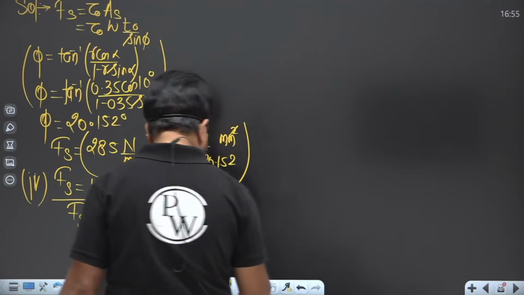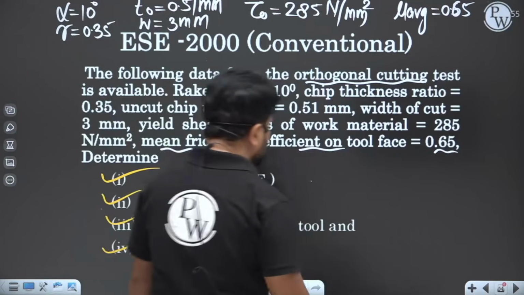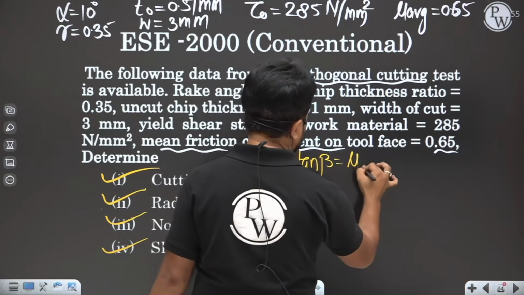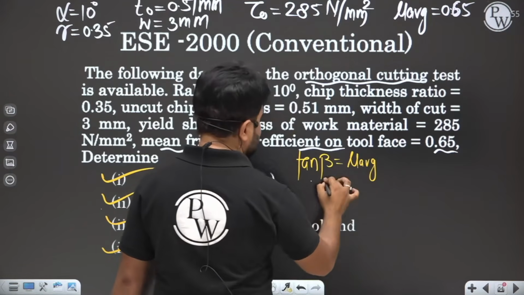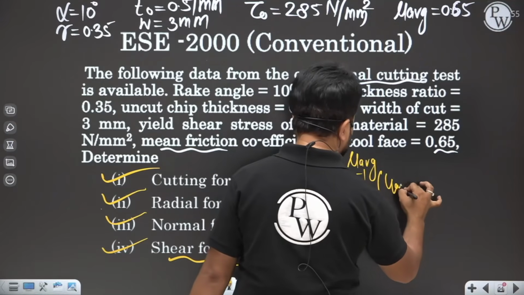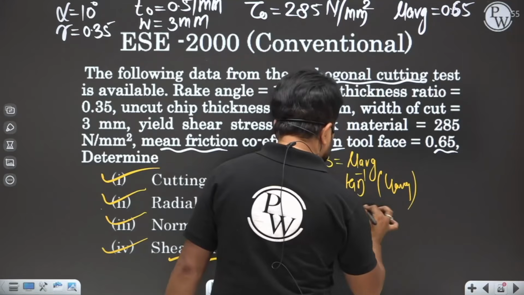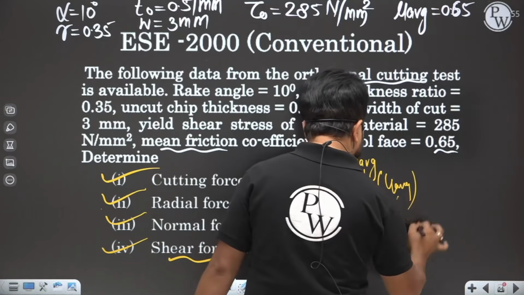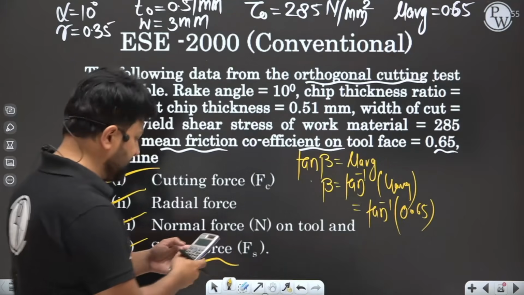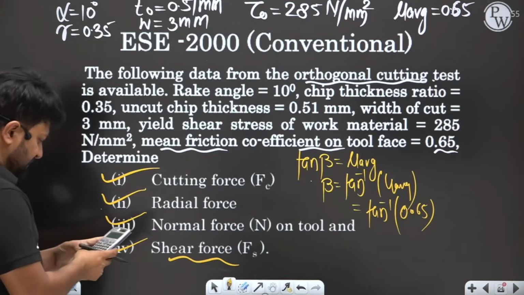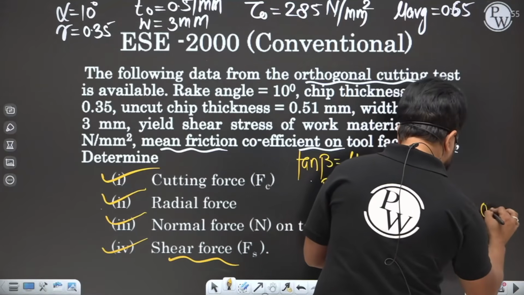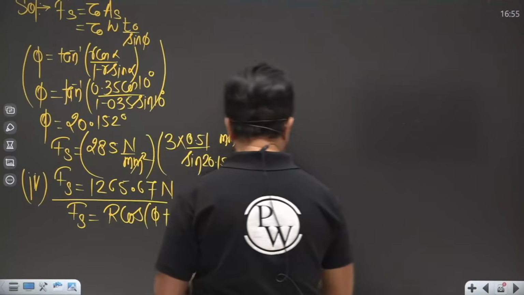Can we find the value of beta? Yes, I can find the value of beta also. My dear, tan beta equal to mu average, right? So beta equal to tan inverse mu average, that is 0.65. Now you have the value of beta, that is tan inverse 0.65. So it comes 33.02 degree.